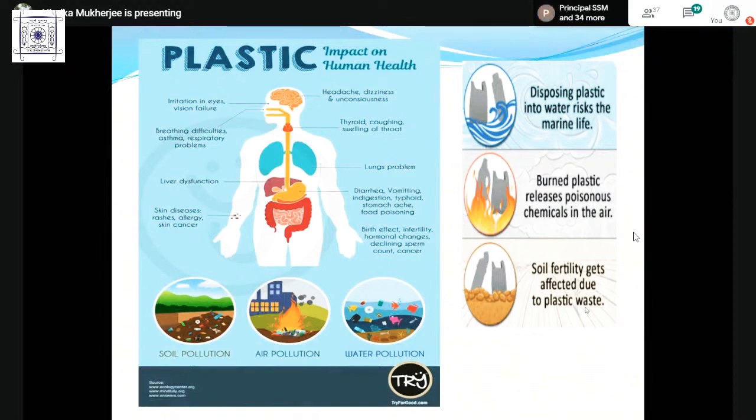Skin cancer also. So now this plastic, when it mixes with the soil, it causes soil pollution. And when it is burned, it causes air pollution. And when it is thrown into the water, it causes water pollution. So all our air, water, and soil are getting polluted every day with the plastic which we are disposing of everywhere.